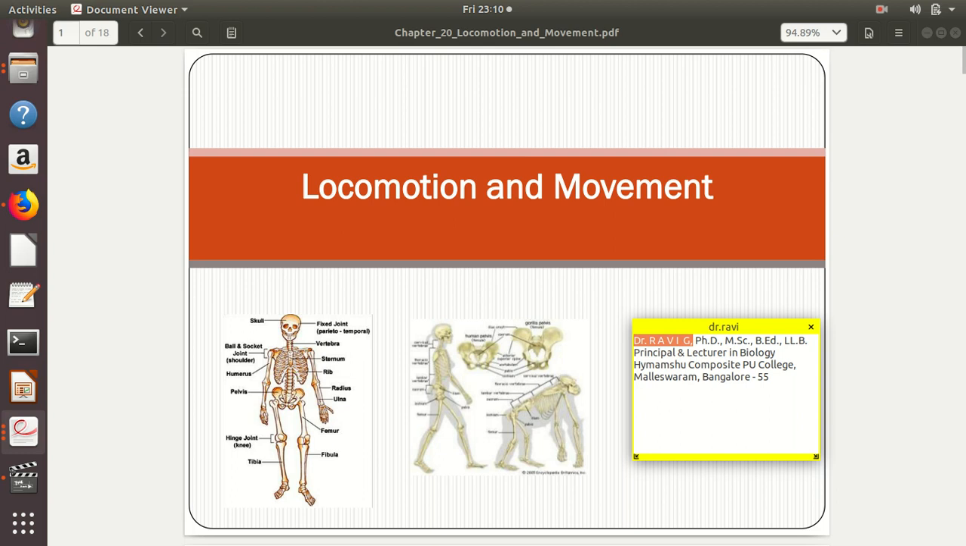Hi friends, today I wanted to discuss the topic of locomotion and movement. This is quite an interesting chapter where we are going to study the types of joints. We are also going to study the different types of movement and the actin and myosin involvement in the muscles. All these are the topics that are involved here.